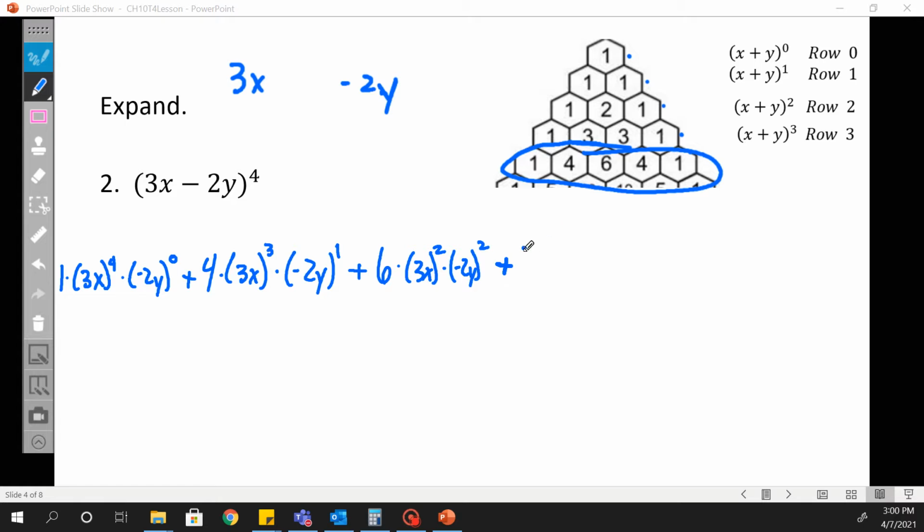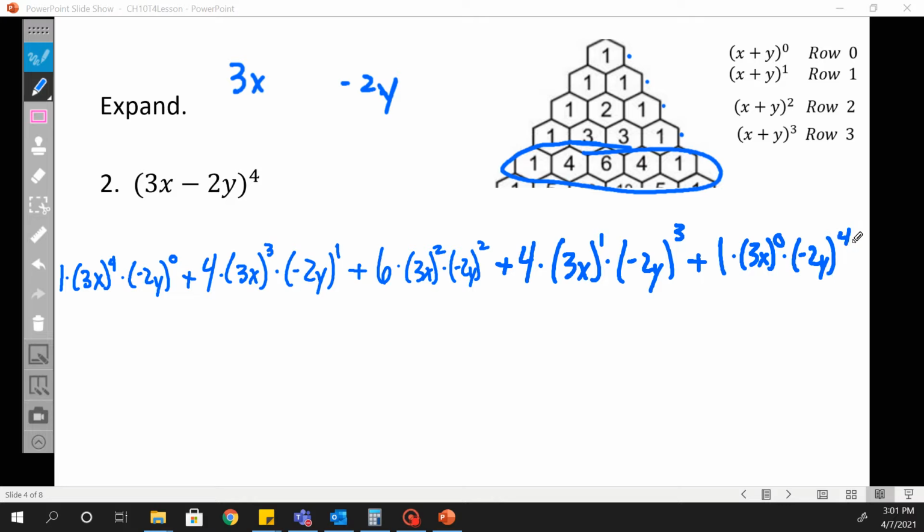Okay, the next coefficient is 4. The 3x is now down to the first power, and the negative 2y is now up to the third power. And now the last one is 1. The 3x is now at the 0 power, and the negative 2y is now up to the fourth power. Okay, so this is just 1. So we got 3 to the fourth, x to the fourth. So 3 to the fourth is 81. So this is 81x to the fourth.